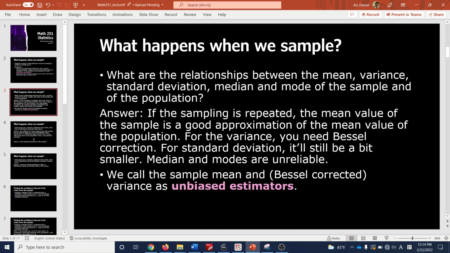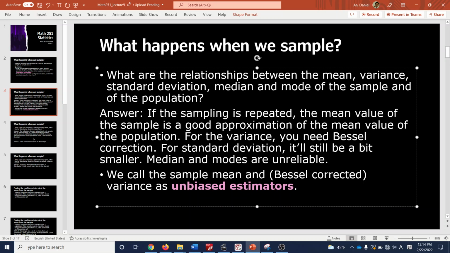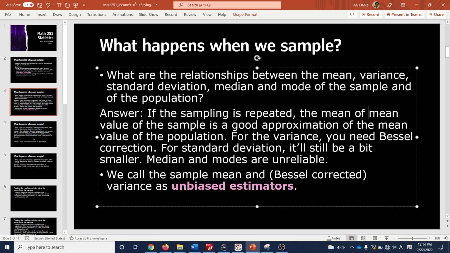Okay. So actually, the mean value of the sample is a good approximation of the mean value of the population. For variance, you need the Bessel correction. So instead of dividing by n, you have to divide by n minus 1. Good point. Then it's a good approximation. If you take the standard deviation, there's some mathematical glitch there. It's slightly smaller, but we don't really care much. But median and modes are unreliable. They give you completely different answers, even if you increase the number of times you sample.